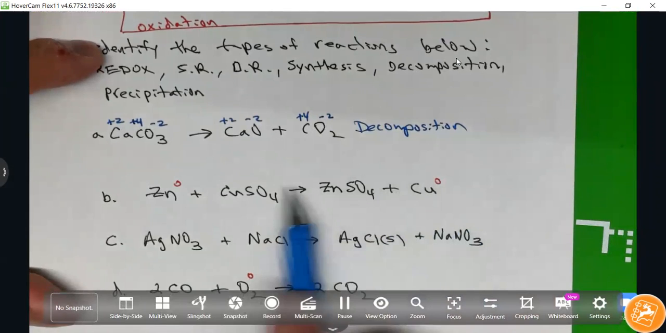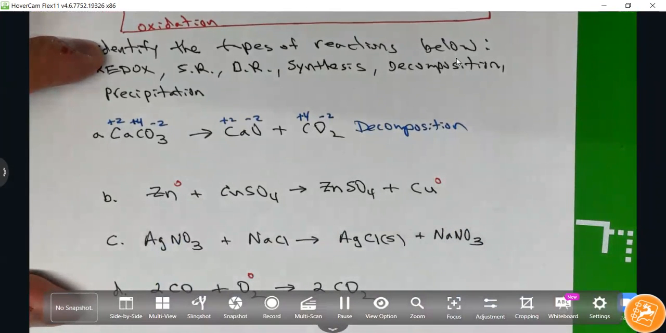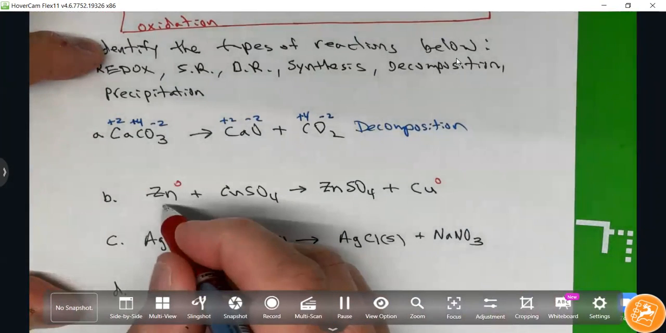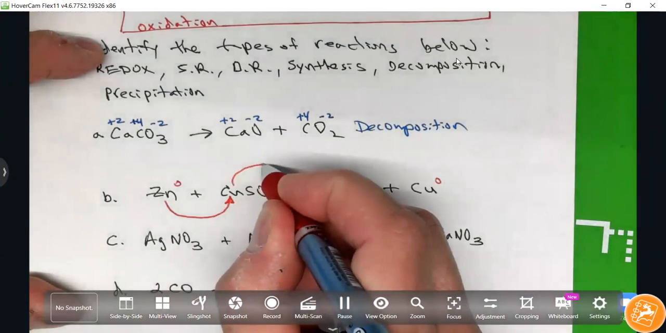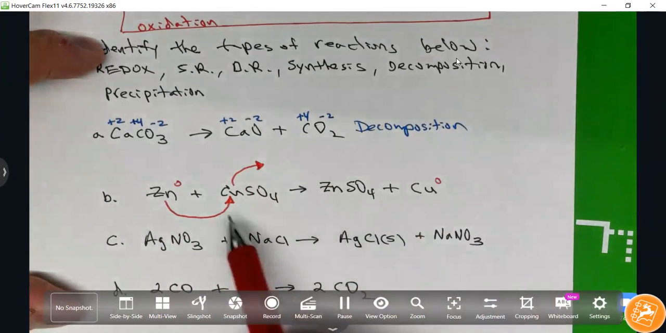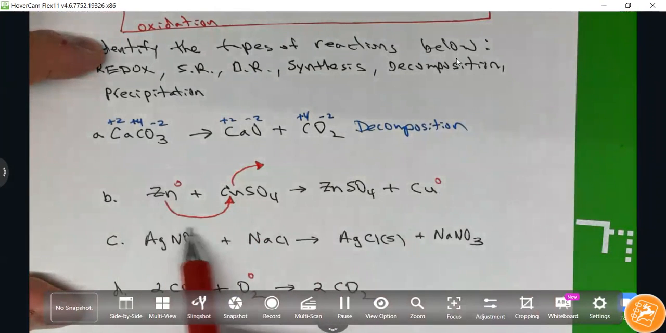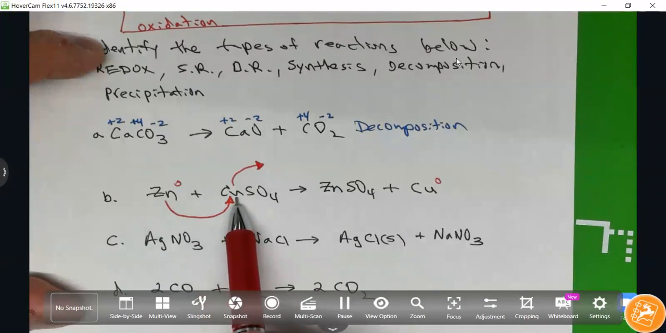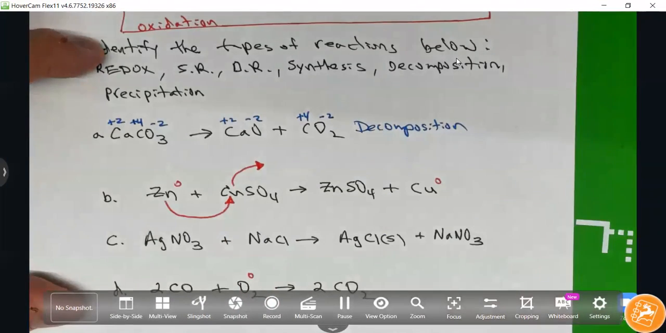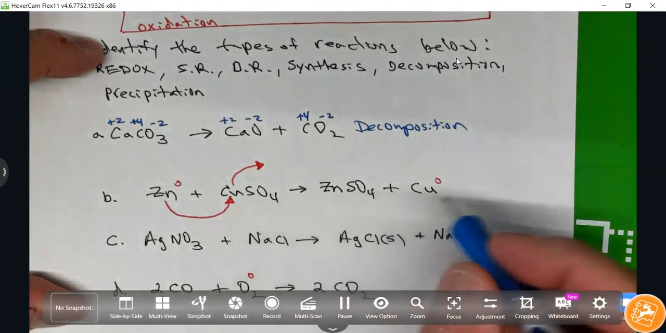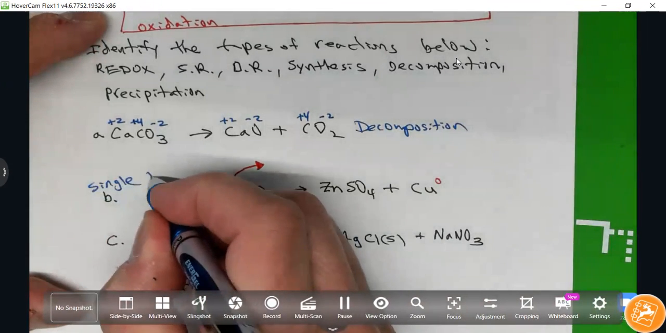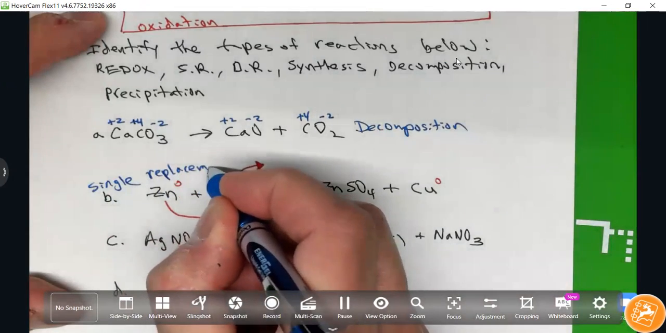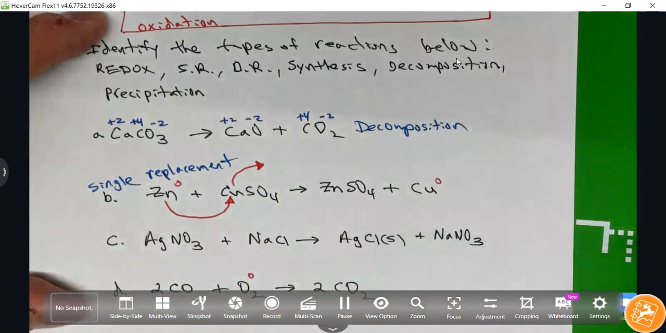This one right here, for sure, is oxidation reduction. And this is single replacement. So what happens here is zinc replaces copper. So the copper is kicked out by itself and the zinc takes the place of copper. So the zinc is now with the sulfate. That is single replacement, right? So we have single replacement there.